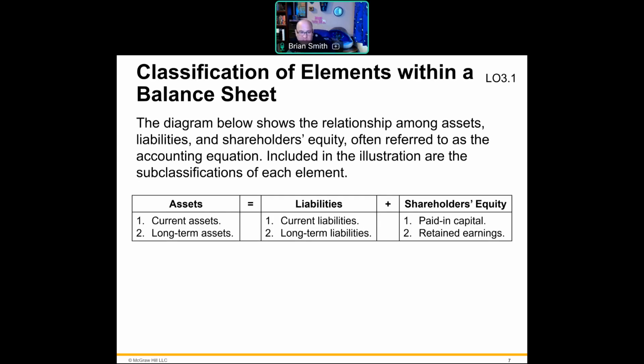Here are your classifications. Again, this should not be new information. You should know about the current assets, long-term assets, current liabilities, long-term liabilities, paid in capital, and retained earnings.